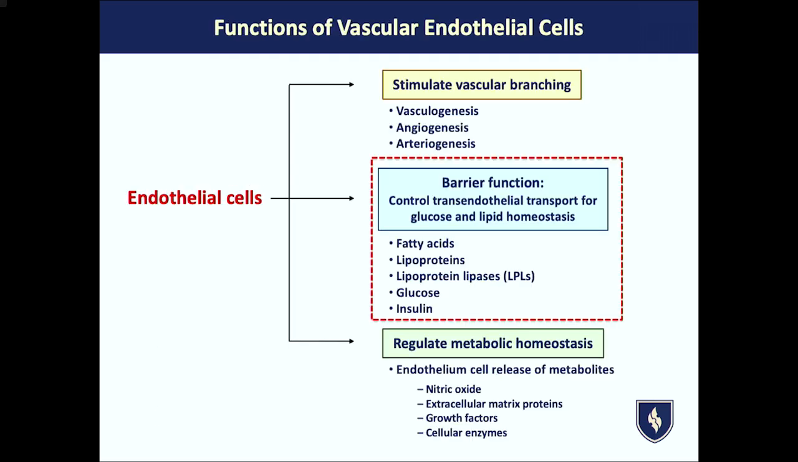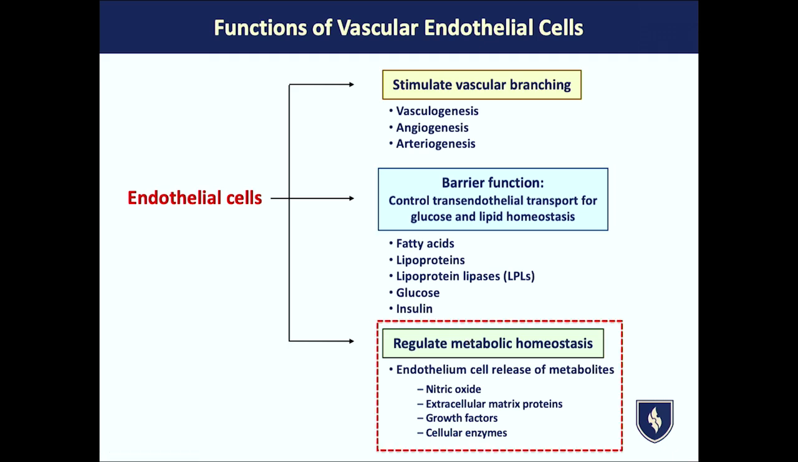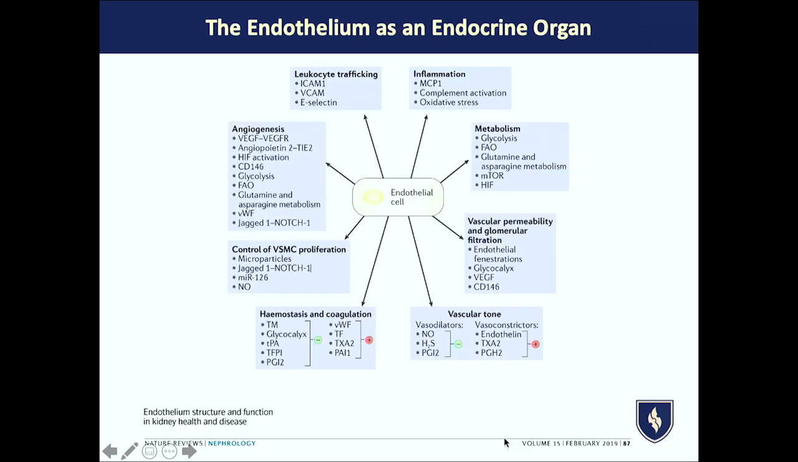And that vascular barrier system is an important part of function to allow glucose and lipids, insulin to cross at a regulated rate. So there's efficient fuel delivery to different cells like cardiomyocytes and so forth. And then the third function of these endothelial cells is to regulate metabolic homeostasis. And this is where the endocrine function comes in. These endothelial cells release metabolites like nitric oxide and intracellular matrix proteins, growth factors, and cellular enzymes. And this was a really nice summary of all these pathways here.